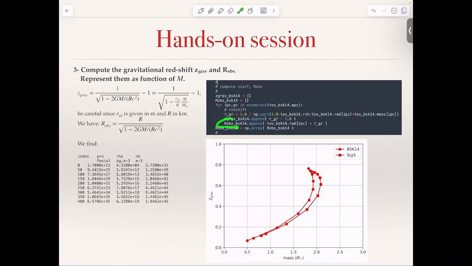And for the observed radius, I can do the same thing. At the end, I transform the list. This is the definition of a list in Python. What I obtain is understood as strings. The last line is to transform these numbers viewed as strings into floats, which are real numbers on which I can do some operations. For that, I transform this list into a NumPy array.